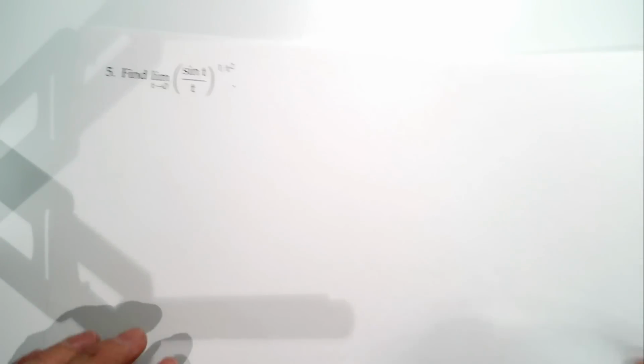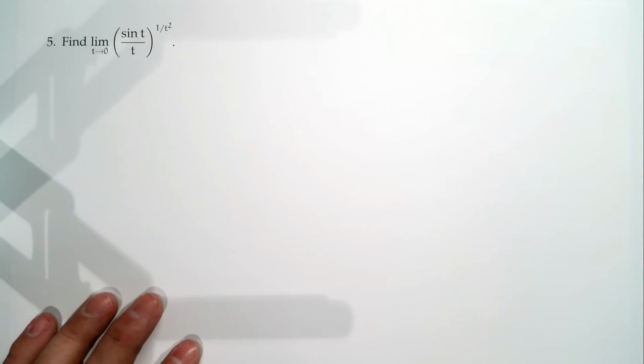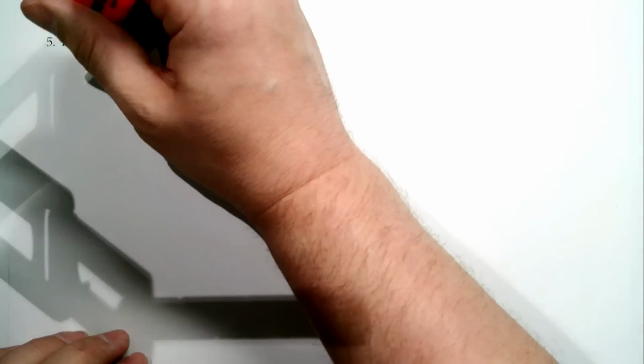So now to our next problem. Find the limit as t goes to 0 of sine of t over t to the power 1 over t squared. Now, there's a couple of things going on here, but let's just talk about this one.